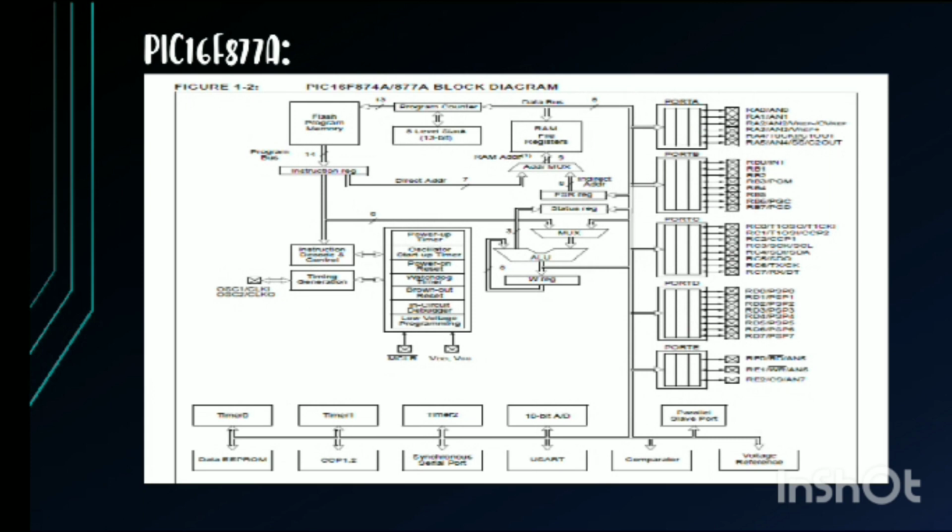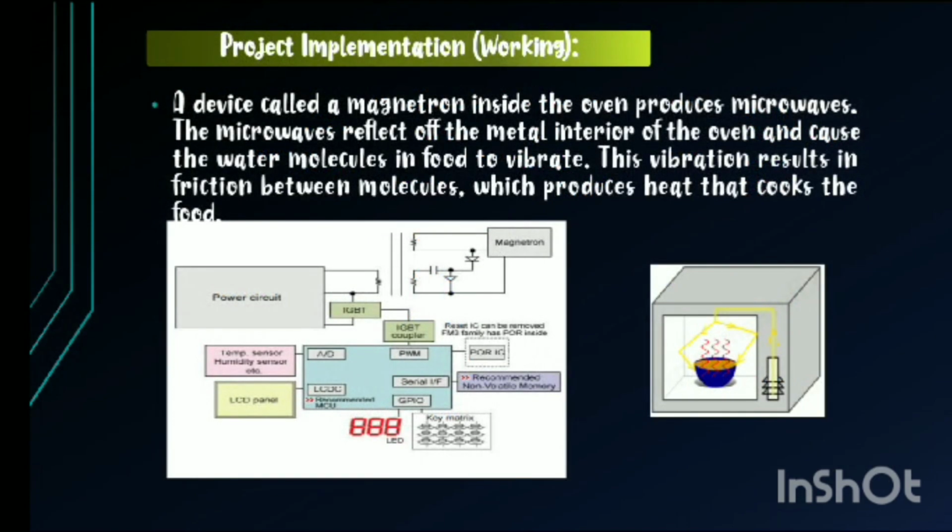Now you can see the architecture of PIC16F877A. The next topic is the project implementation or project working. A device called magnetron inside the oven produces microwaves. The microwaves reflect off the metal interior of the oven and cause the water molecules in the food to vibrate. This vibration results in friction between molecules, which produces the heat that cooks the food. And below pictures are the visual representation of this process.